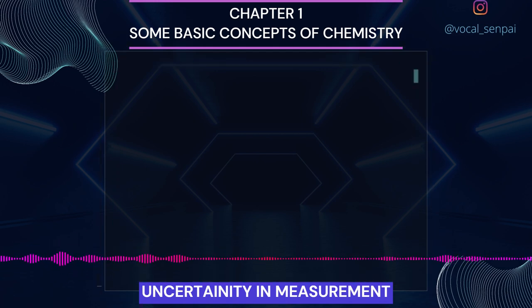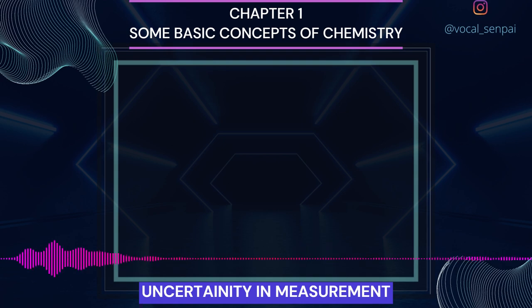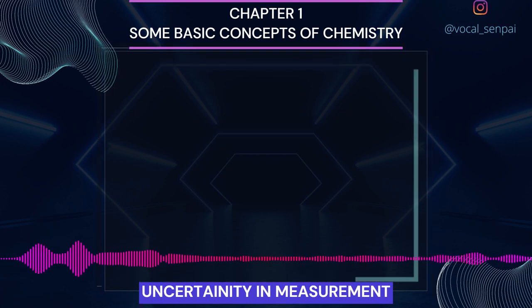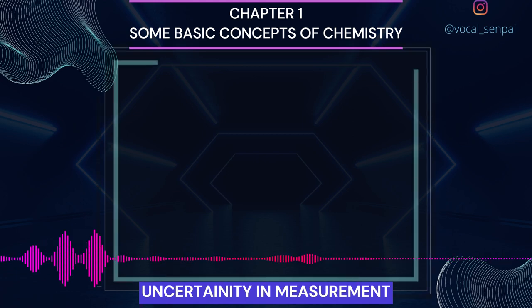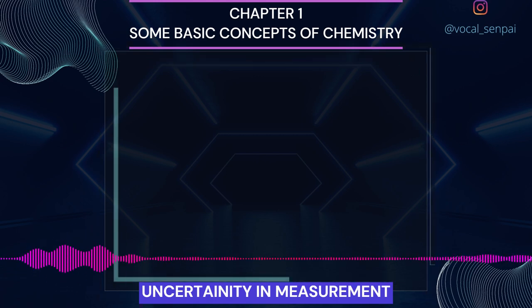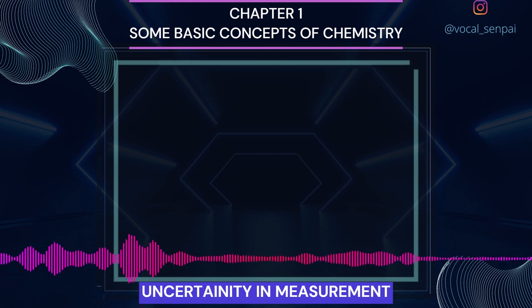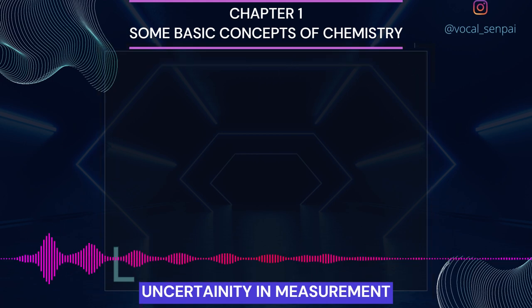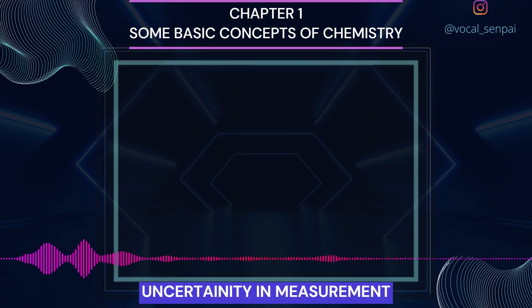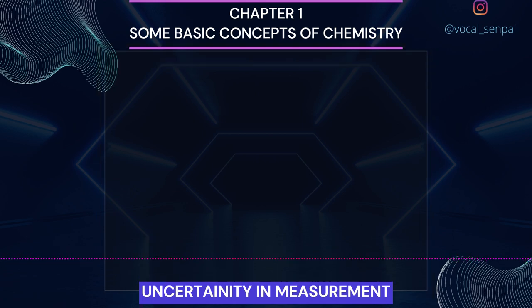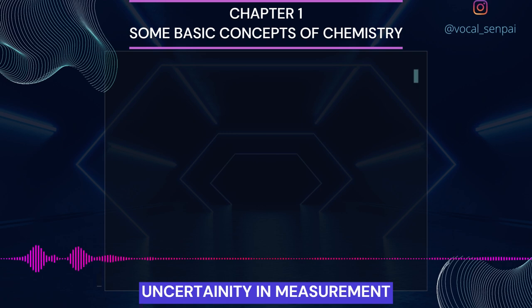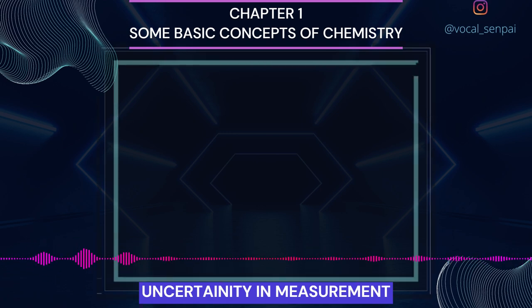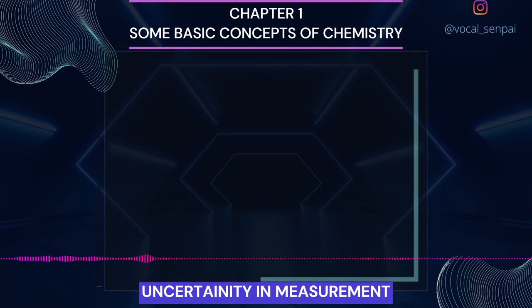4. Zeros at the end or right of a number are significant, provided they are on the right side of the decimal point. For example, 0.200 g has 3 significant figures. But if otherwise, the terminal zeros are not significant if there is no decimal point. For example, 100 has only 1 significant figure, but 100. has 3 significant figures and 100.0 has 4 significant figures.